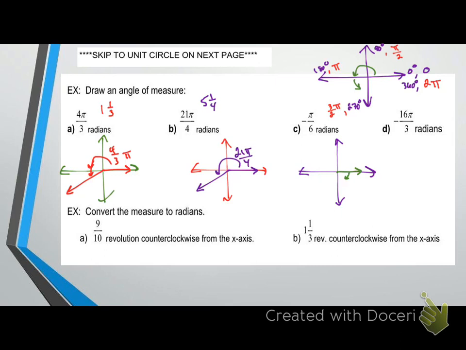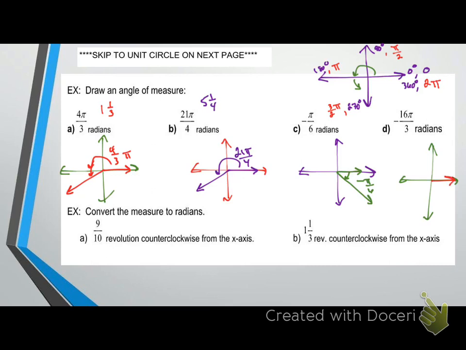Do I want to go to the next quadrantal? Do I want to go half a pi? Well, 1/6, which is what that is, is less than a half. So I don't even want to go another half. So negative pi over 6 is somewhere in this 4th quadrant, like this. Okay? And then the last one, we've got xy axis.